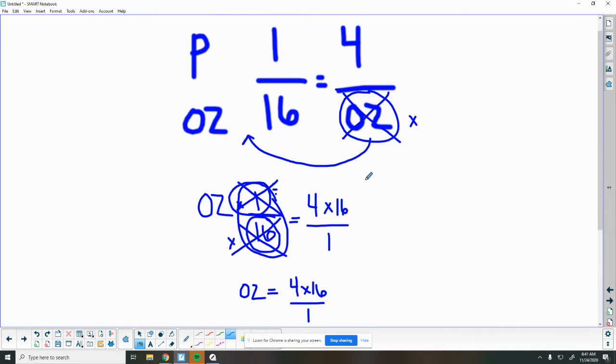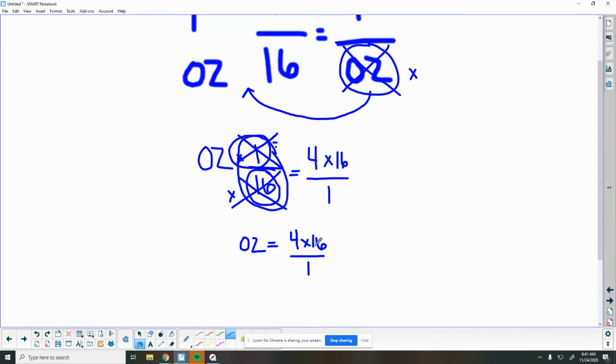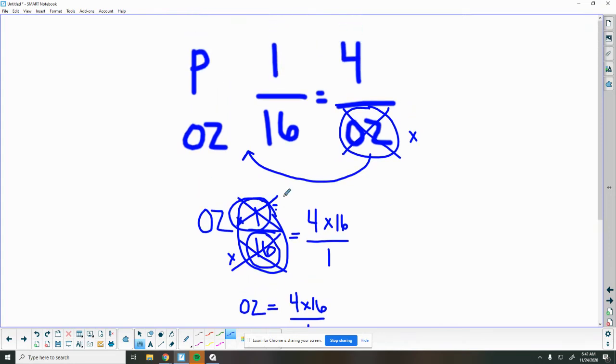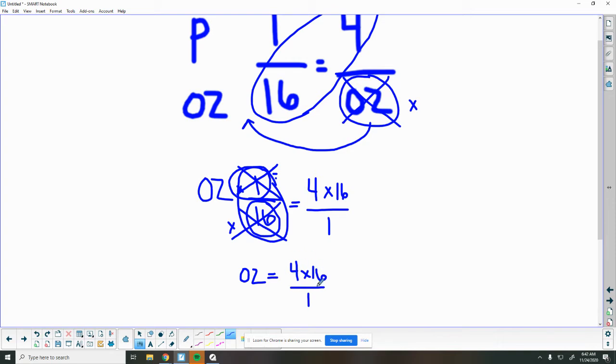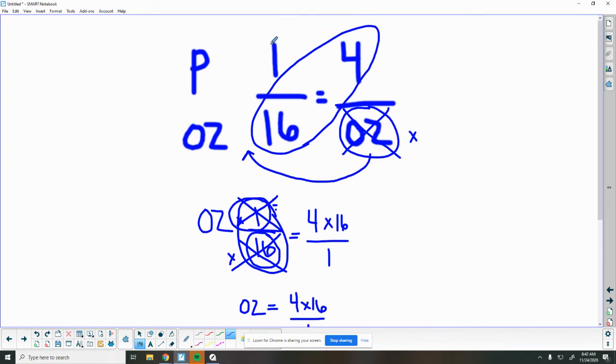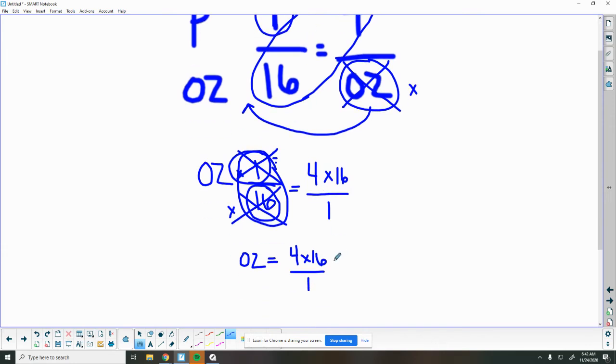So let's take a look at the shortcut now. This is why we can do that: because we moved everything over by doing its reciprocal, the opposite, and we got ounces all alone. So let's take a look here. When I crisscross multiply these, 4 times 16, that's what I'm doing right here, 4 times 16. And then we're dividing by this leftover number, divide by 1.